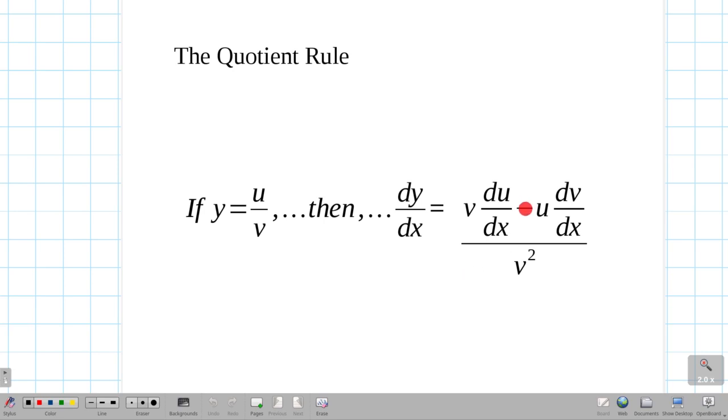We've got a minus sign in the middle instead of a plus sign, and then we've got this term here, dividing everything by the v squared. It's all straightforward. The only way to really learn it is to do an example or two, so that's what I'm going to do. I'm not going to labour it any more than that. Let's get on with a couple of examples.